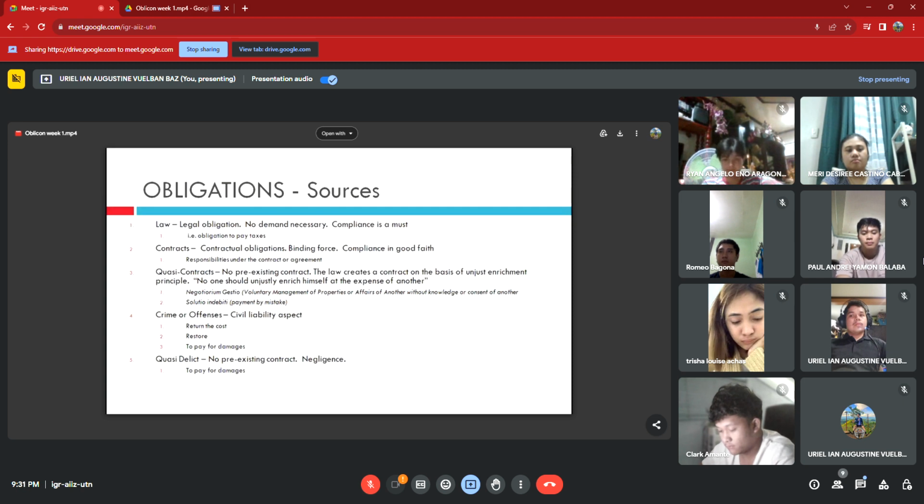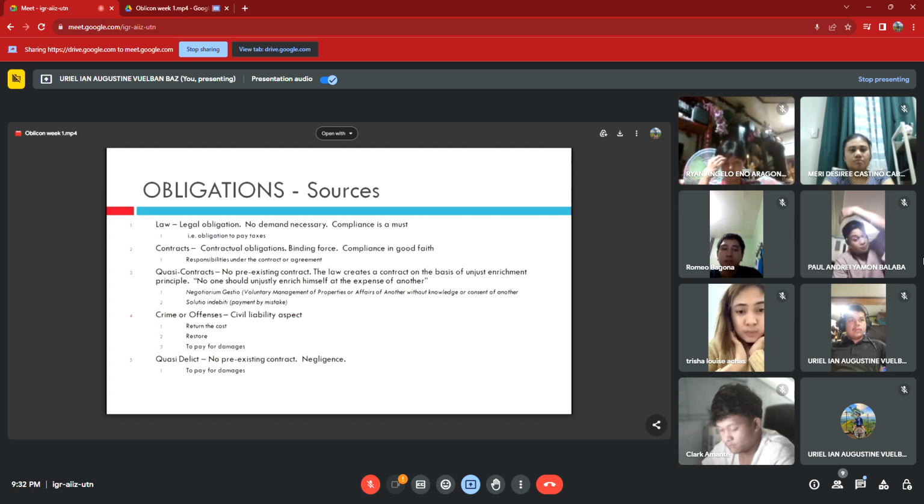Now, you also have contracts as a source of an obligation. It is a contractual obligation. It has a binding force, as you have learned in my previous lecture, that contracts are sources of different kinds of obligations. It also requires that when a party enters into a contract, there should be compliance in good faith, meaning the other party should not commit any dishonesty before and even during the performance of his or her obligations under the contract.